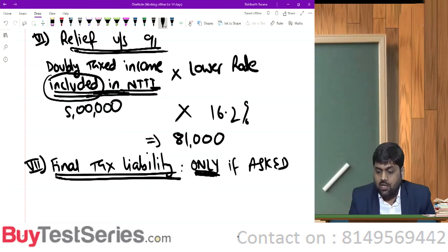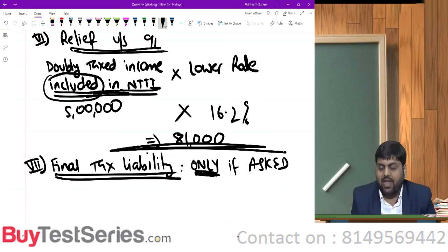Otherwise, no. If the question is calculate relief under section 91, this is the end of your question. Do not show your knowledge. The examiner does not have that much knowledge. He will be very angry when he is checking your paper. He is not even paid well. And therefore, do not show knowledge.